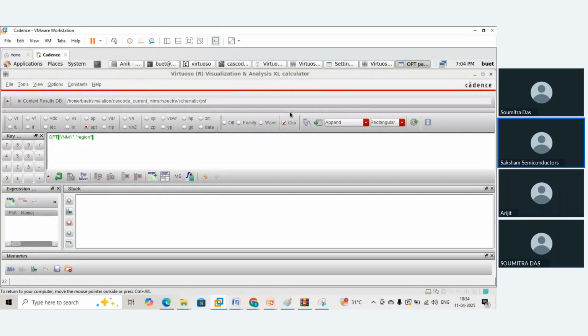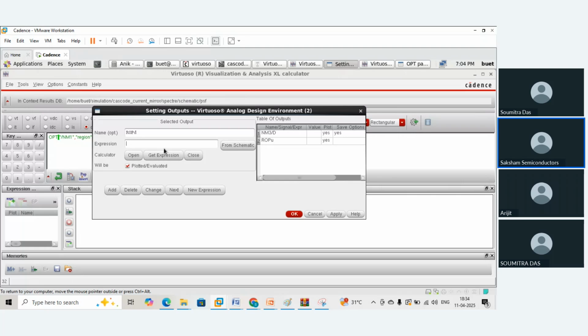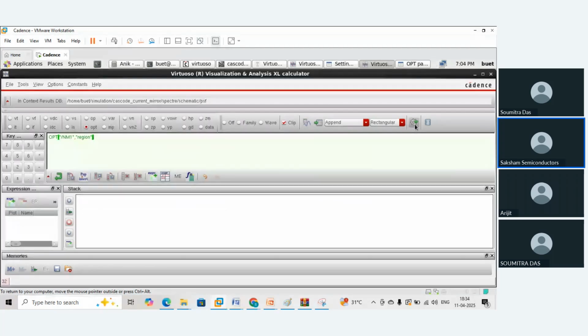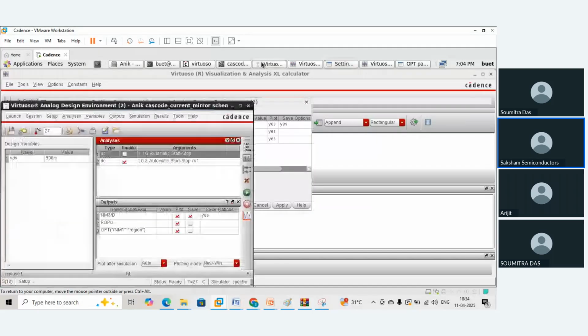Now, what was the difference I did last time? I said here, get expression. Now I don't do get expression. I'll just say in the calculator only, I send it to the ADL window. Now if you go to this ADL window, see here, the expression itself is pushed over here. So that is the difference.